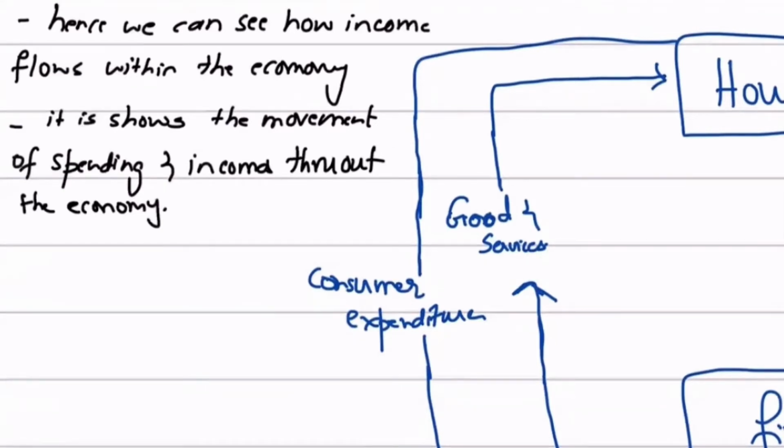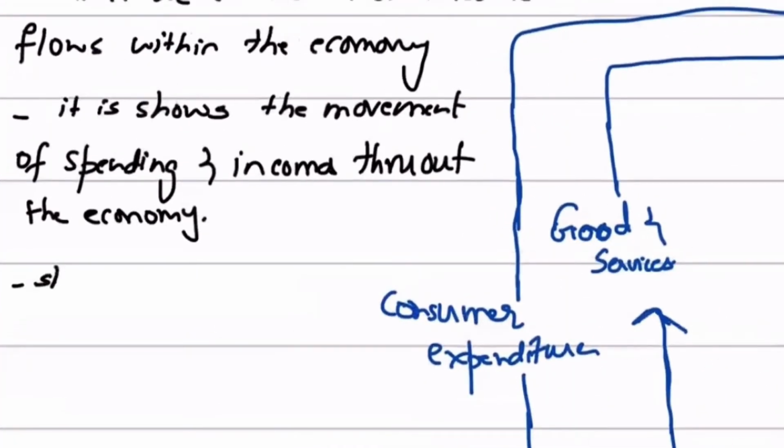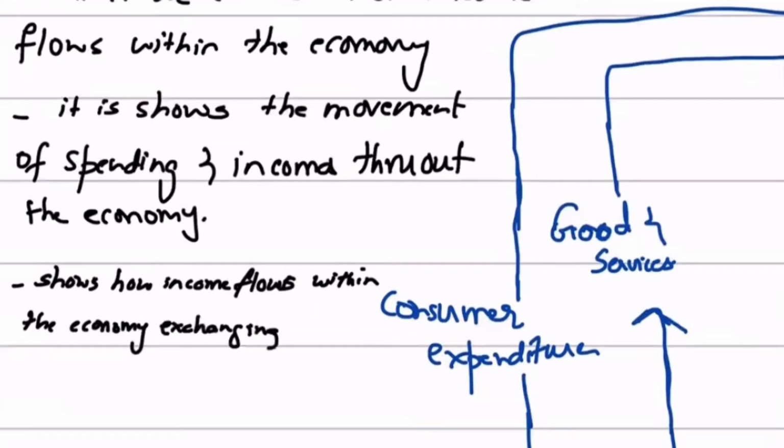That income is spent back, and that generates further income in the economy. And there's another way of saying it as well. It shows how your income flows within the economy, exchanging hands between households and firms. How income is flowing within the economy in a circular motion, exchanging hands between households and firms, and that is resulting in economic activity taking place. That results in the generation of GDP and the generation of national incomes.